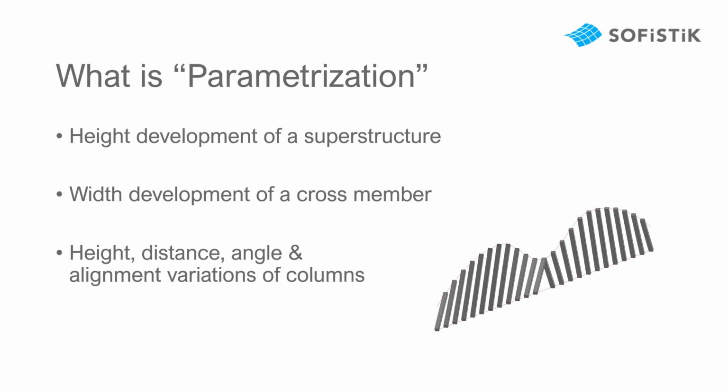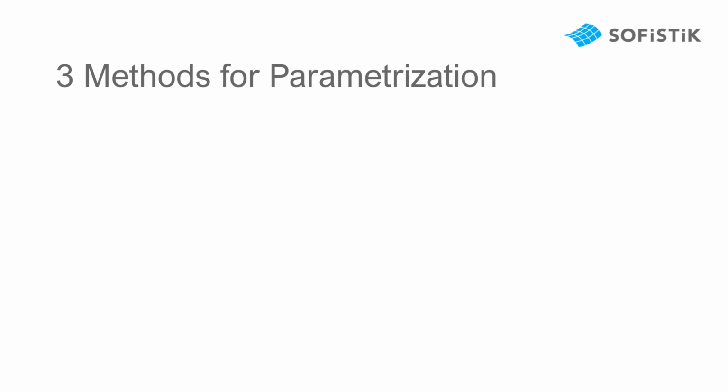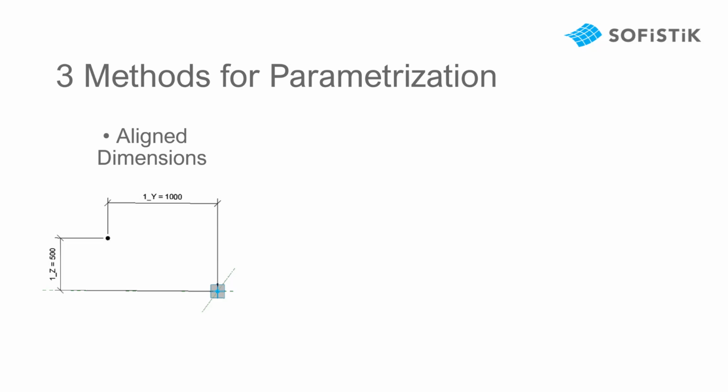You can choose on your own for every family that you create what kind, type and level of parametrization you want to consider. To give you the right tools to work with, I prepared 3 types of parametrization that you can use for your individual SOFiSTiK Bridge and Infrastructure Modeler families. The first one I want to talk about is aligned dimensions.